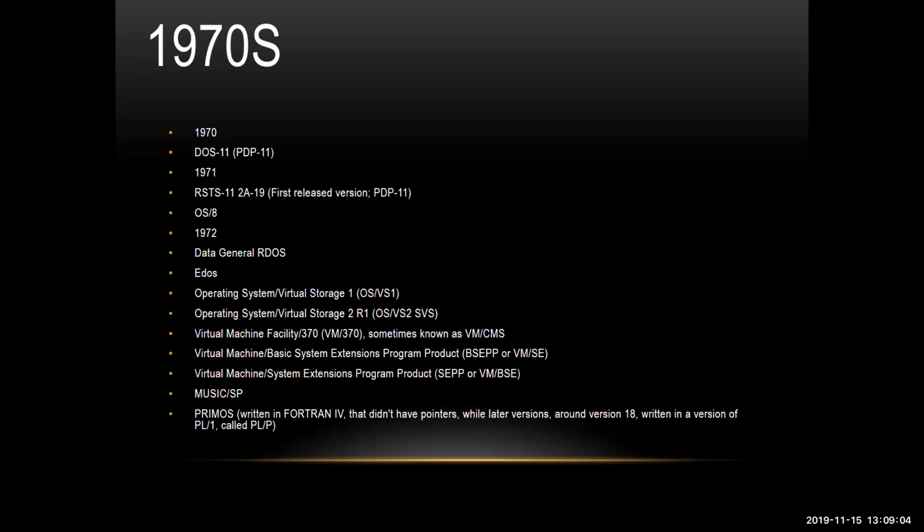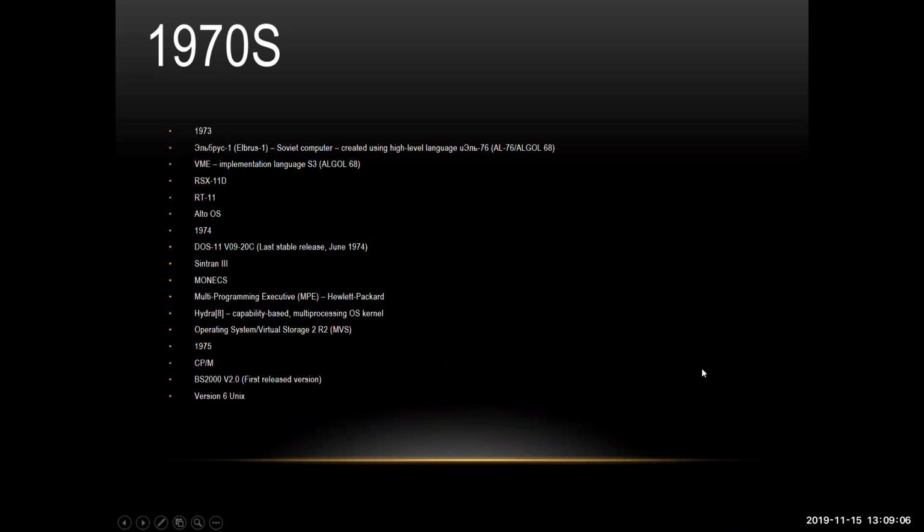And then in 1973, we had the Elbrus. It was intended for Soviet computers. It's a line of Soviet and Russian computer systems developed by the Lebedev Institute of Precision Mechanics and Computer Engineering. These computers are used in the space program, nuclear weapons research, and defense systems, as well as for theoretical and research purposes. And then we also have VME. It is a mainframe operating system developed by the UK company International Computers Limited.